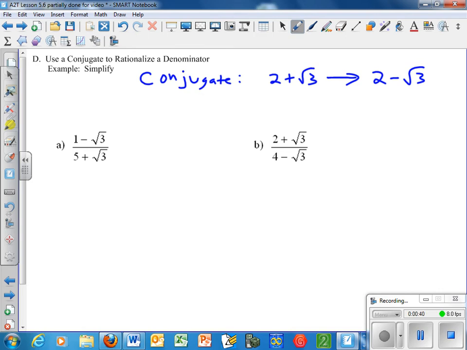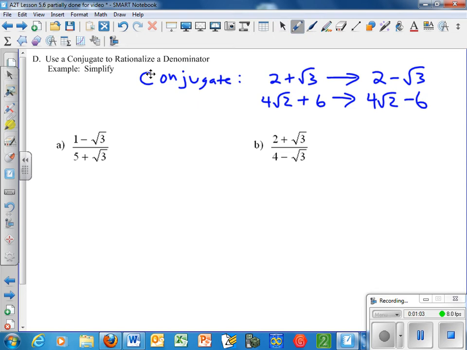If I said, what's the conjugate of 4 square root 2 plus 6? Well, that would be 4 square root 2 minus 6. So you need to understand what a conjugate is, because we're going to apply this as we rationalize the denominators. It's pretty simple. The sign in the middle is the only thing that's different.